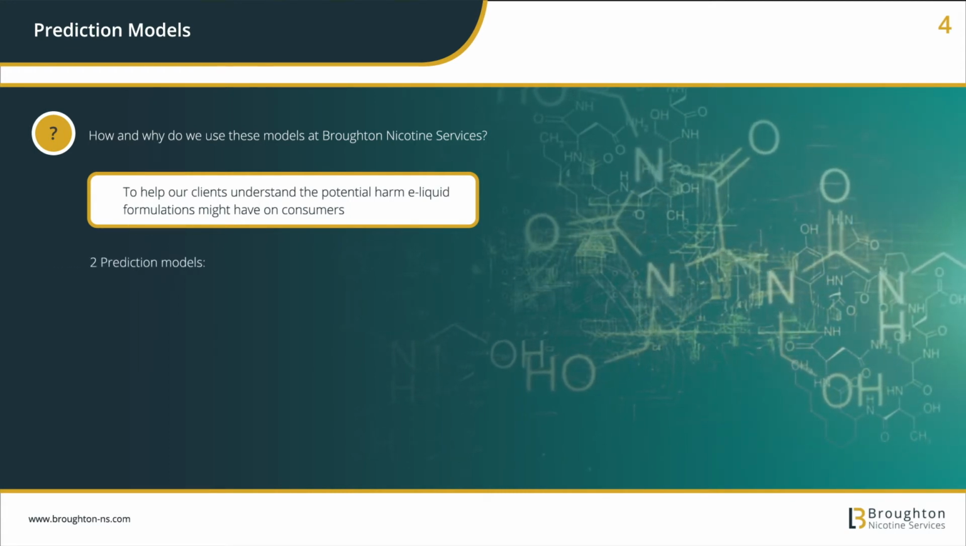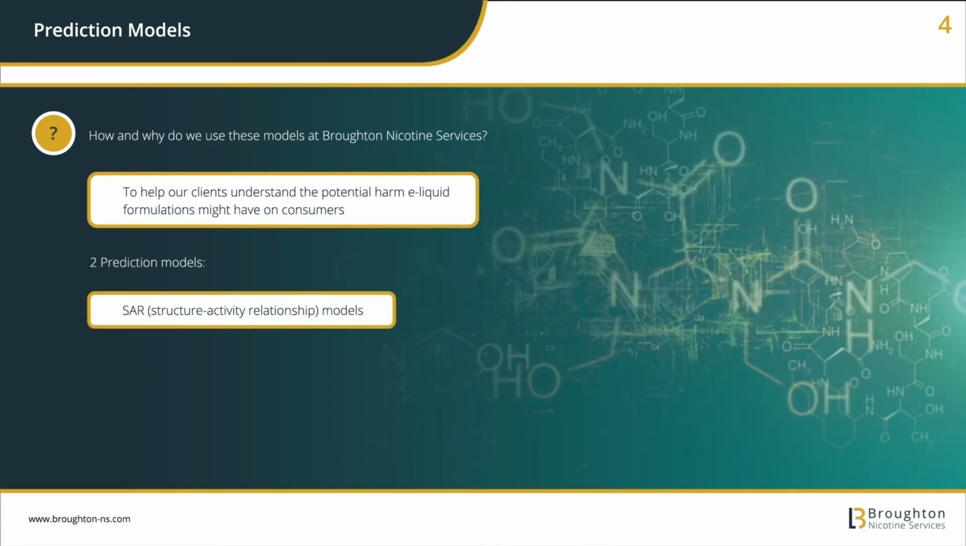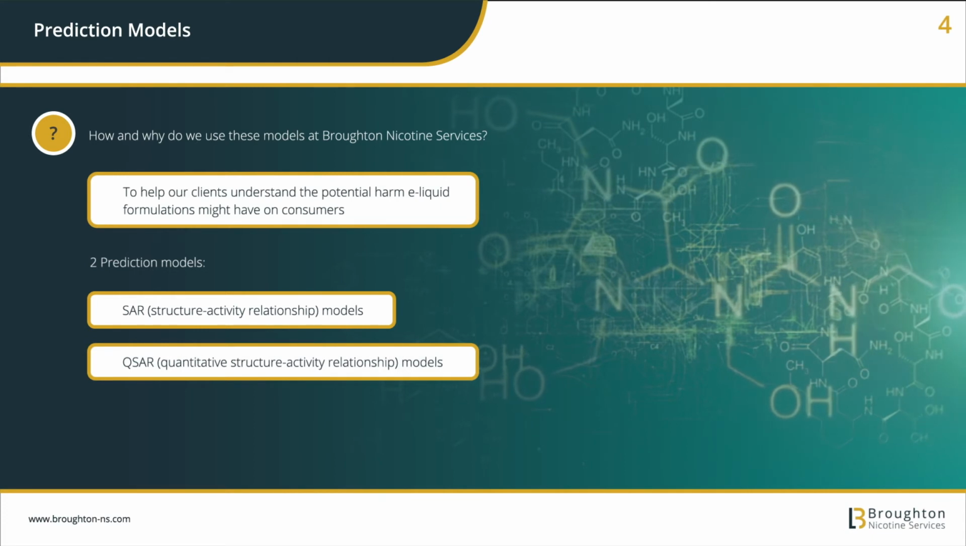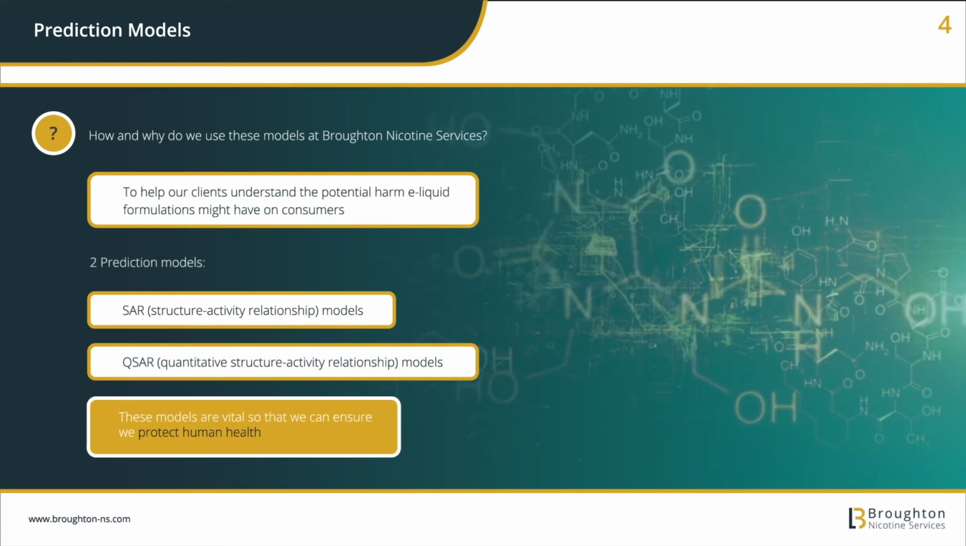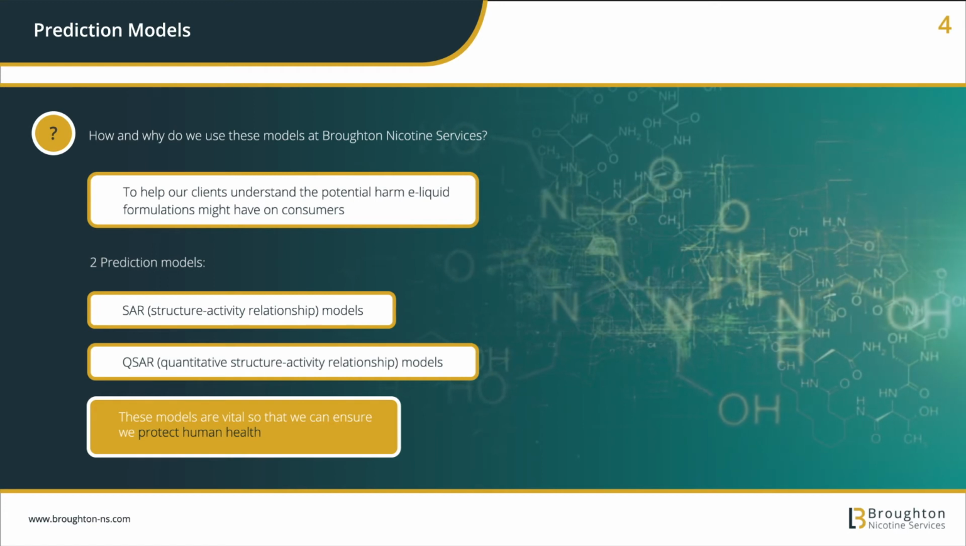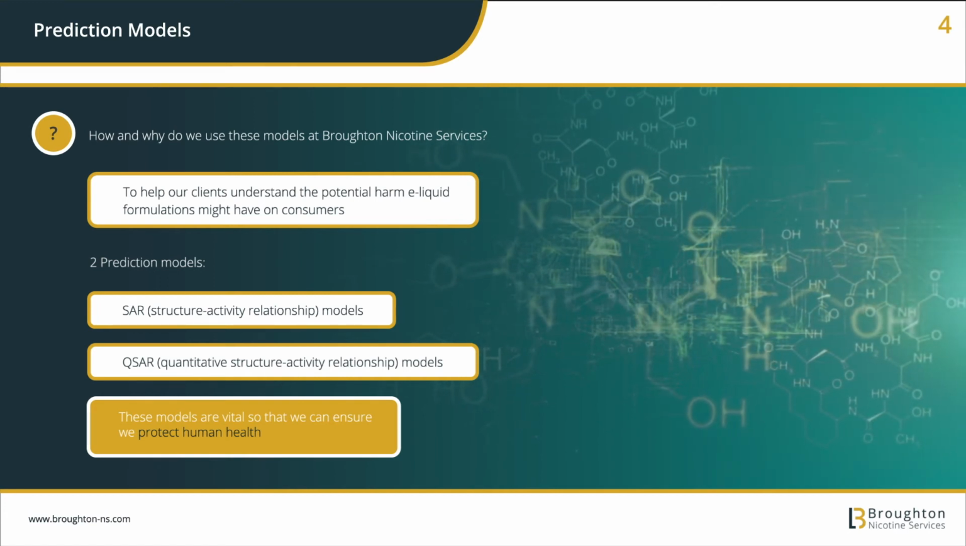We use two types of models, SAR, Structure-Activity Relationship Models, and QSAR, Quantitative Structure-Activity Relationship Models. The main difference between the two is that QSAR models use artificial intelligence to make their predictions, whereas SAR models do not.